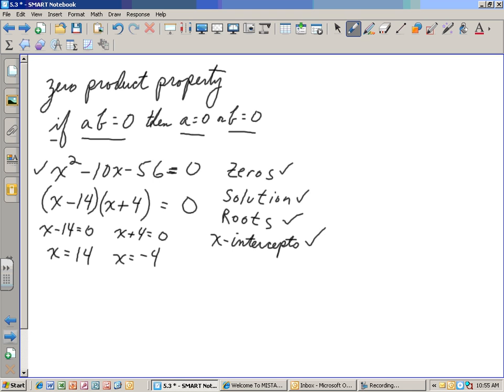We factor x minus 14, x plus 4. And one of these parentheses has to equal 0. So we'll set x minus 14 equal to 0 and x plus 4 equal to 0. And we solve. X equals 14, or x could equal negative 4. That means if you put in 14 for x in the original equation here, it will equal 0. And if you put negative 4 into x, it will also equal 0. This is where this parabola will cross the x-axis. Okay, does that make sense? Let's do one more, let's do a couple more examples here.